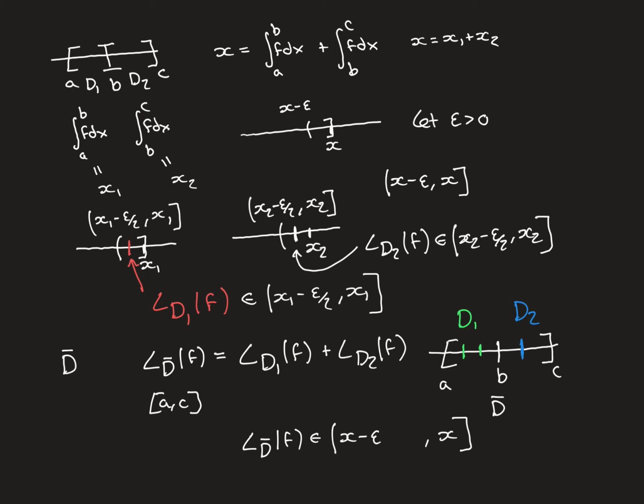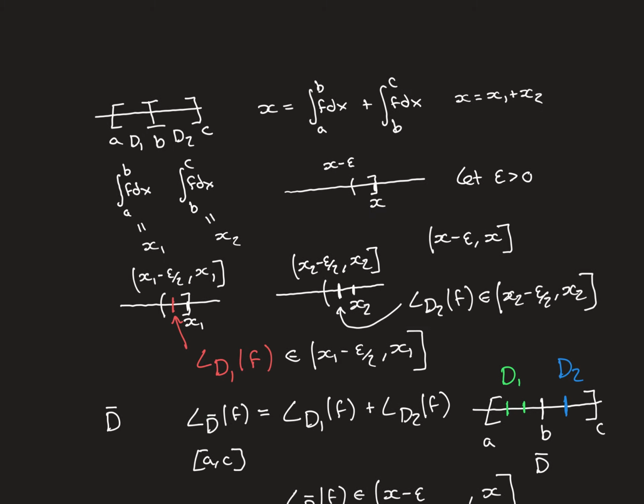So what have we overall shown then? We have shown that if our function is Riemann integrable over the interval AB and it's Riemann integrable over the interval BC, then it is Riemann integrable over the entire interval AC, and that the value of that integral is the sum of the integrals over the two distinct subintervals.